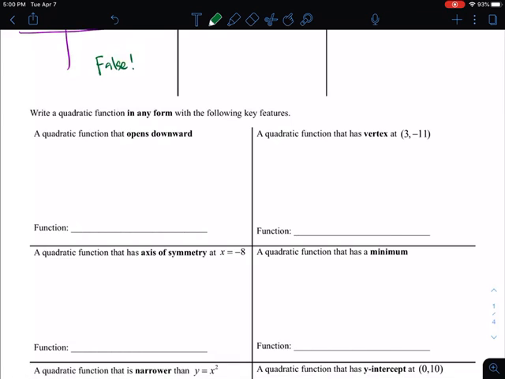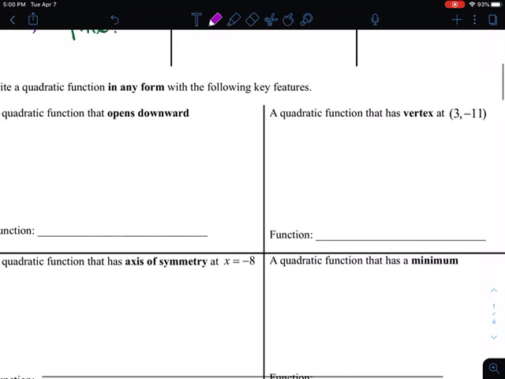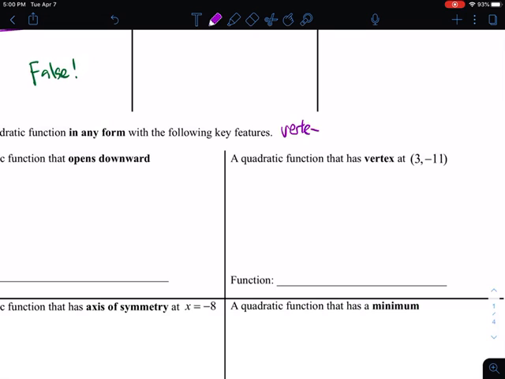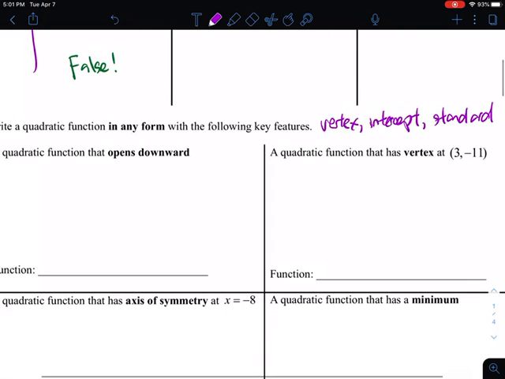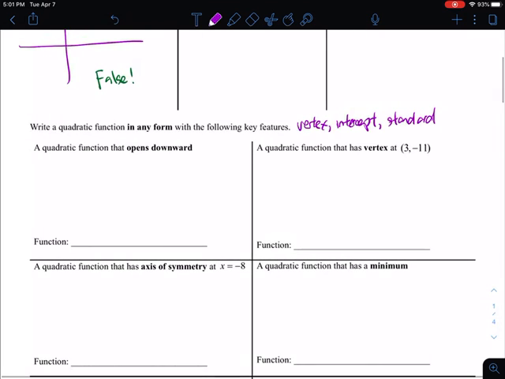The second section is writing quadratic functions in any form with the following key features. Remember, we have three forms that we saw: vertex form, intercept form, and standard form. Of course, each form tells you different things, so depending on what the question is asking, one of these forms might be the easiest.